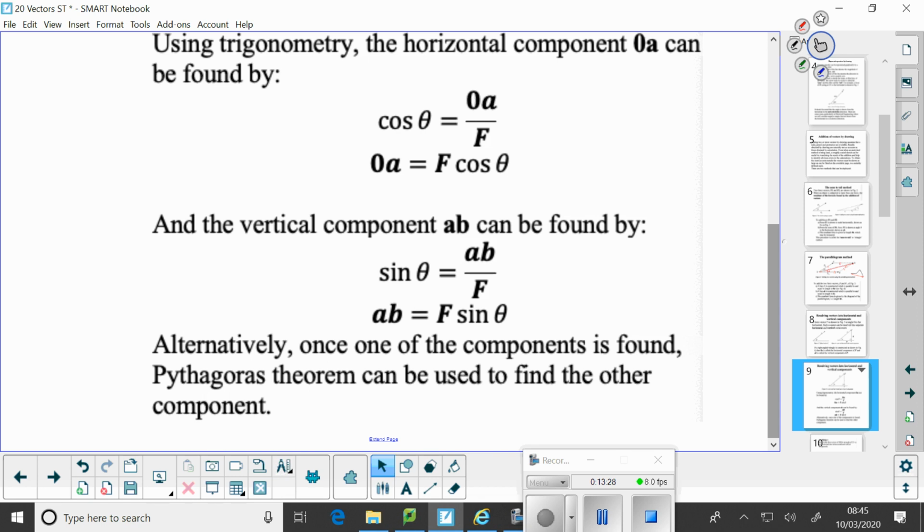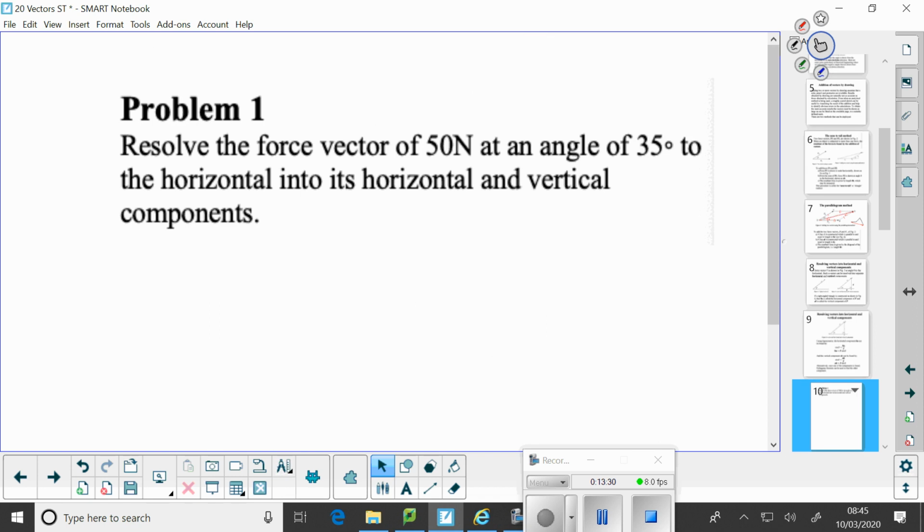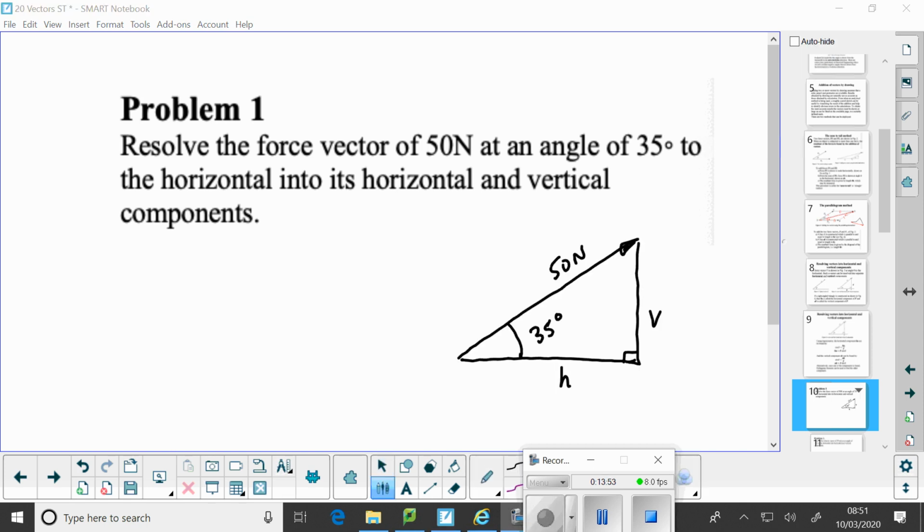All okay so far? Right, problem 1. Resolve the force vector 50 newtons at angle 35 degrees to the horizontal into horizontal and vertical components. So there's two problems here, 1 and 2, for you to have a go at now. Alright gents, that's the problem. So how do we calculate the horizontal component?